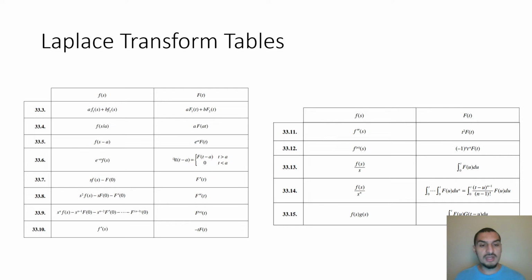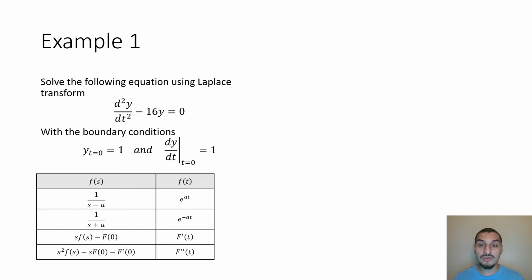I believe things are still not clear, but we can do this on an example of a function that we are familiar with. So let's say I'm going to solve this equation, which is the second derivative of y with respect to t minus 16 multiplied by y equals 0. This is the equation in the time domain. We know the boundary conditions: y at time equals 0 equals 1, and the first derivative at time equals 0 equals 1. And we have here some useful Laplace transforms that we will use.